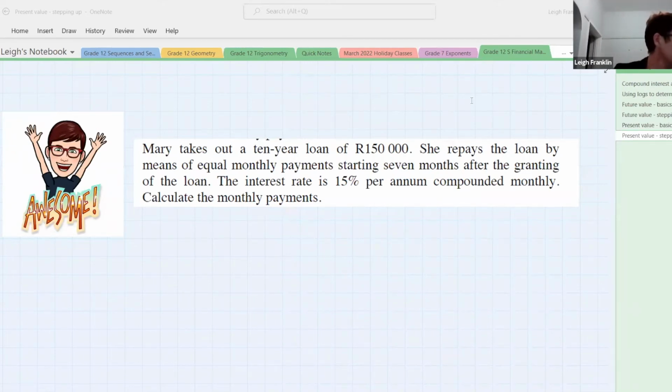And the reason that it's not as straightforward as it seems is because she doesn't start repaying the loan 1 month after the loan is granted, as would be the usual case. She starts repaying it 7 months after the loan is granted. All right, so what are we going to do differently here in order to answer this question?